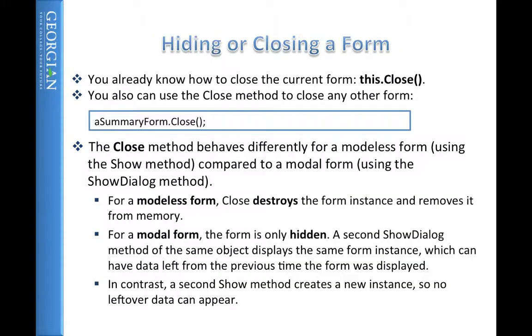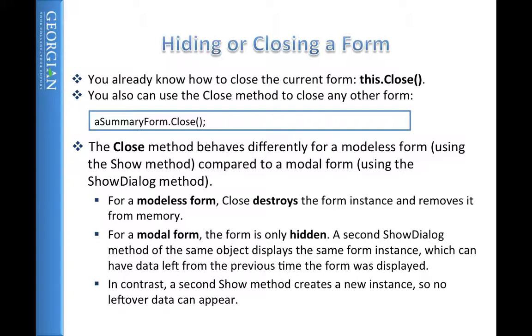So here it is, hiding or closing. We already know how to close the form. This dot close closes the form off, whatever the form is. So if we exit on that form, it's gone. Well, the close method, what does it do? For a modeless form, so let's say a form that's using the show method, not the show dialog method, if you use close, it destroys the form. So it actually removes that instance of the form from memory. Bye-bye. It's gone. Anything you did in that form is gone. Data, anything you entered, finished.